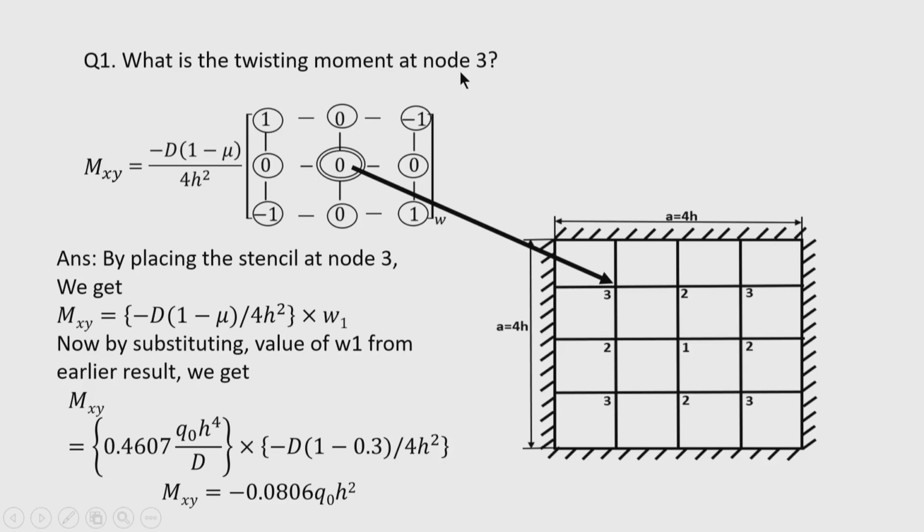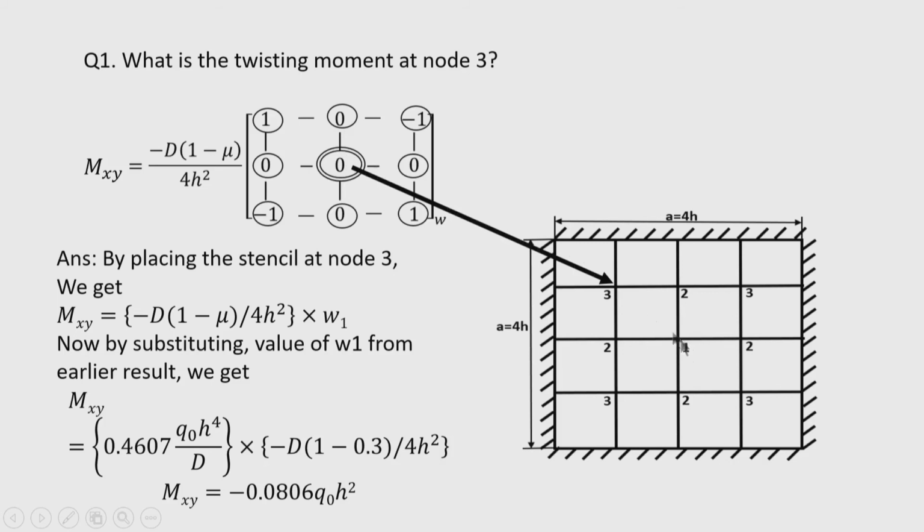Because now we found the deflection values at the nodal points, we can calculate any stress resultant. So, let us proceed to calculate the twisting moment at 3. This is the stencil for twisting moment. It is placed here at node 3, and you can see it covers the right hand side 1 point, left hand side 1 point horizontally, and also on the vertical side, 1 point this, another point this, and here again another point, and these are other points.